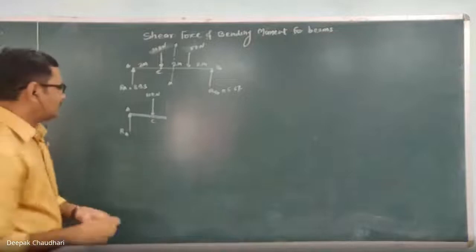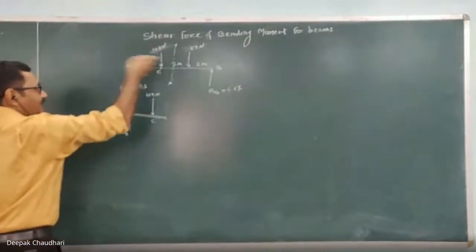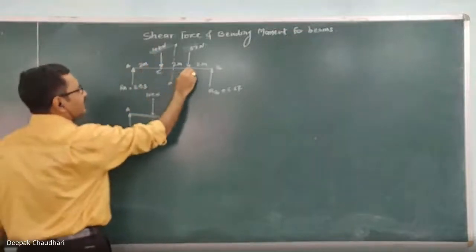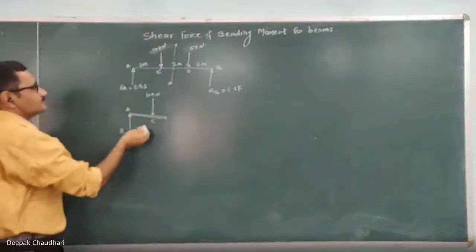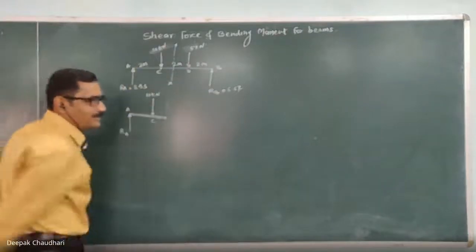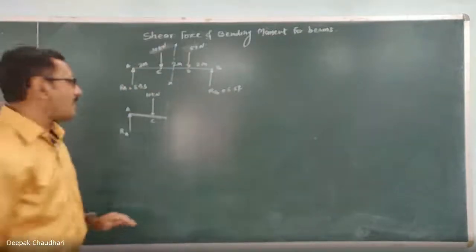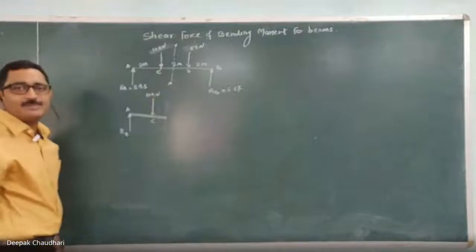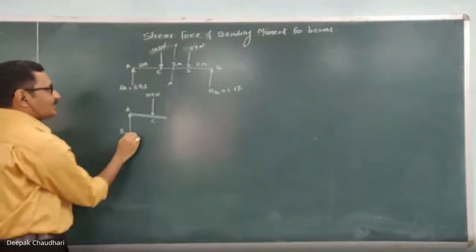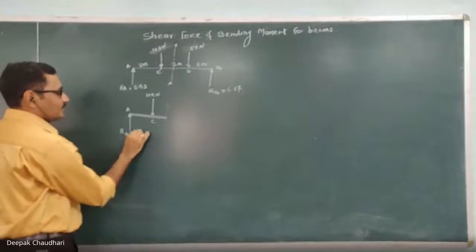So if I consider the FBD of the left part of this section, I have considered an imaginary section XX in between C and D anywhere. Since the entire beam is in equilibrium, each and every part is in equilibrium. So this part is also in equilibrium. Here, this force is 10 kilonewton and RA is 8.33 kilonewton.